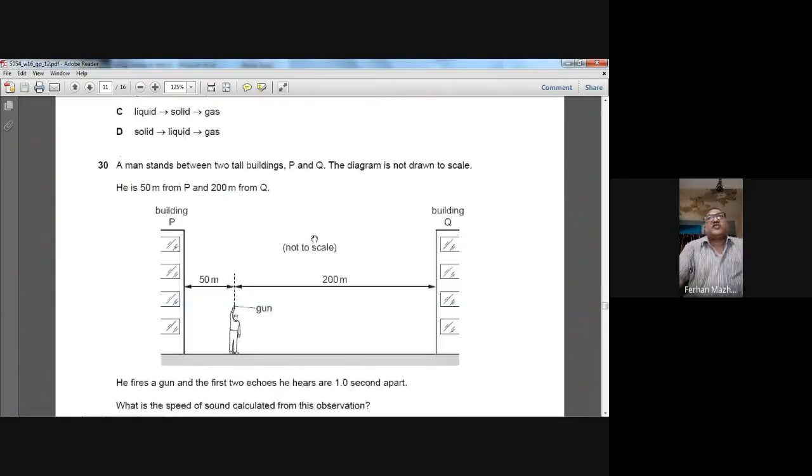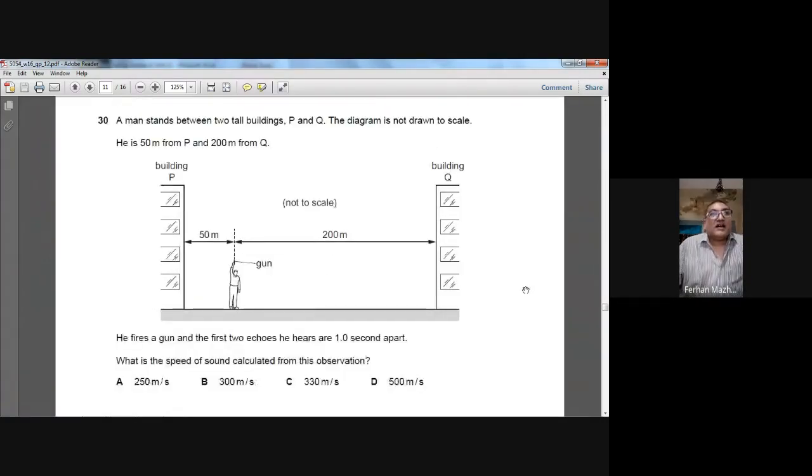Okay, on your screen right now we have question 30. A man stands between two tall buildings P and Q. The diagram is not drawn to scale. He is 50 meters from P and 200 meters from Q. He fires a gun and the first two echoes he hears are 1 second apart. What is the speed of the sound calculated from this observation? Try to understand this one. This is a little bit tricky question.